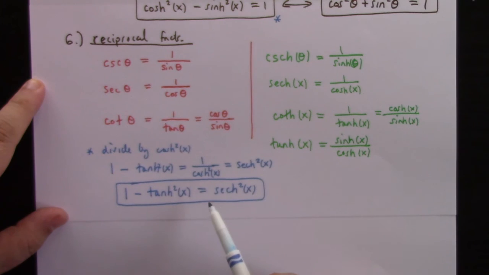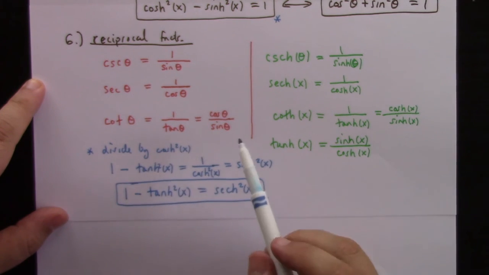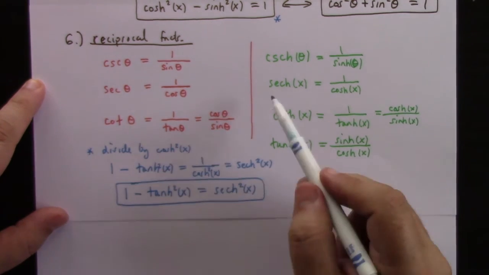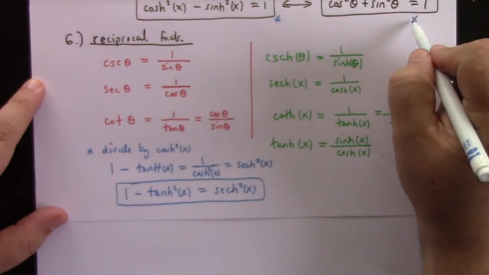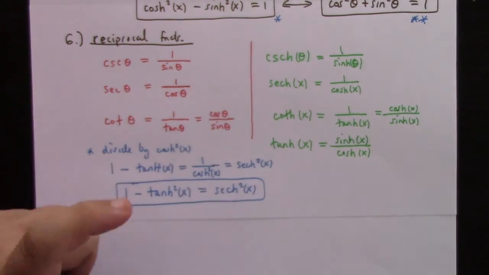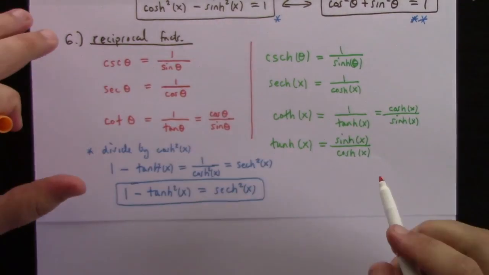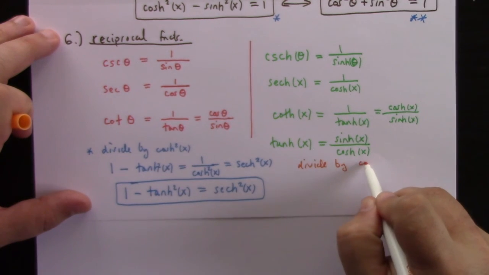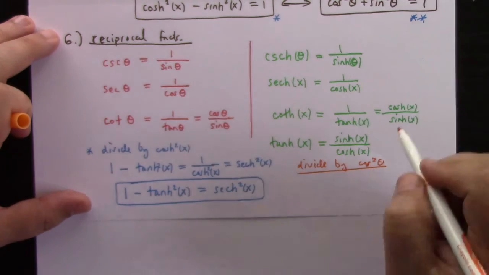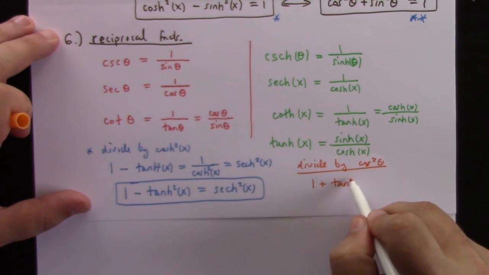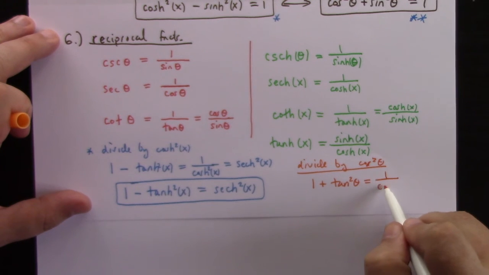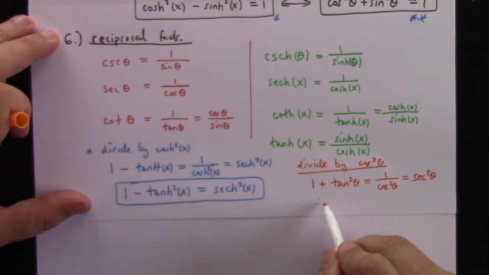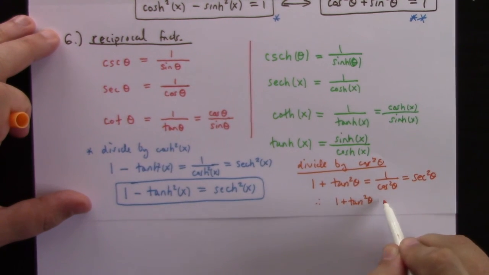And you could find another identity if you divided by sinh squared. That would give you an identity about the hyperbolic cotangent squared in relation to the hyperbolic cosecant squared. If we call this other one star star, a very important identity is what you get if you divide by cosine squared. We get 1 plus tangent squared theta is equal to 1 over cosine squared theta, which is secant squared theta. So there you have it: 1 plus tangent squared theta is equal to secant squared theta.